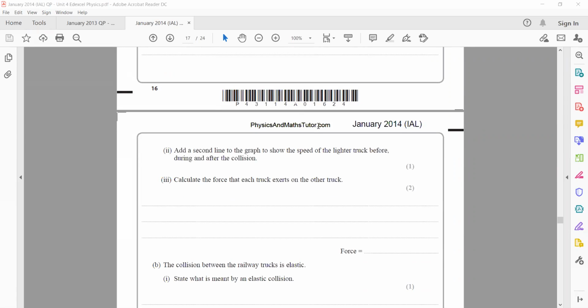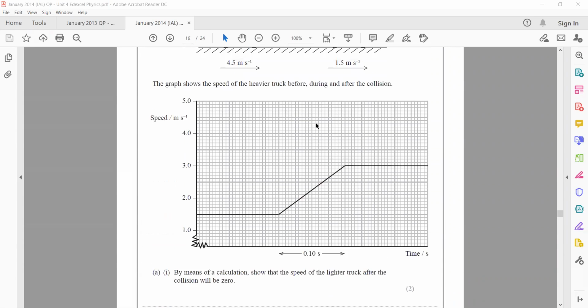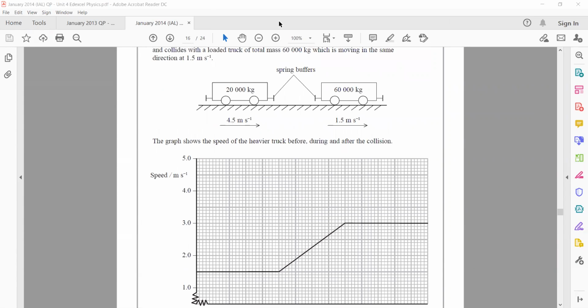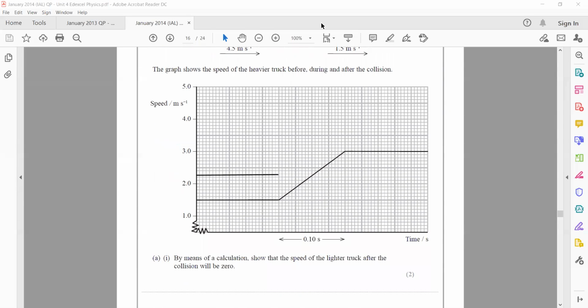Add a second line to the graph to show the speed of the lighter truck before, during, and after collision. So before the collision, it is 4.5. So you will continue till 4.5. It will be a straight line. And then it becomes 0. So during the collision, it is decreasing, and then it changes to 0. So this is 4.5, and then it decreases.